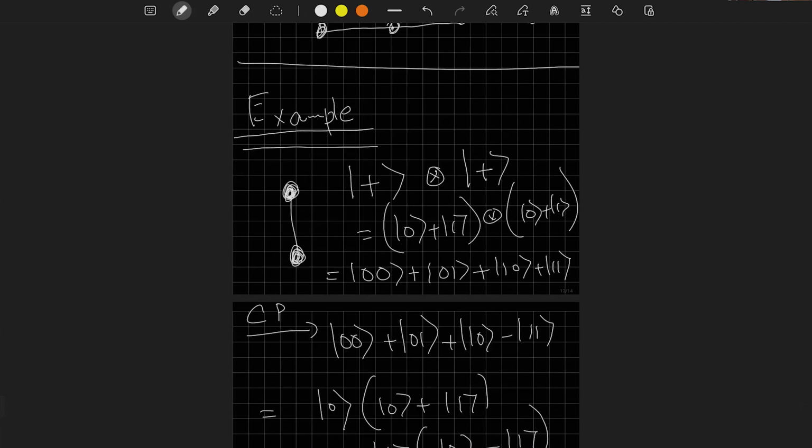Now let's proceed a bit further. Any more questions up to this point? Now we would like to do quantum computation.